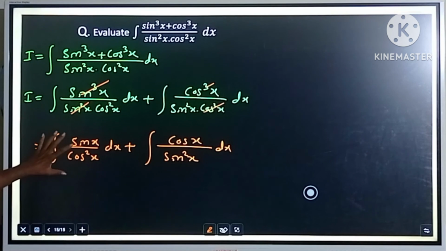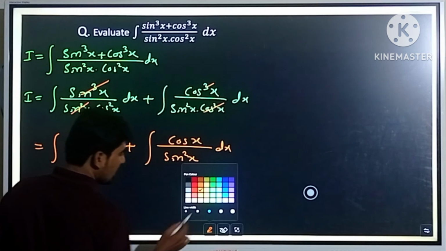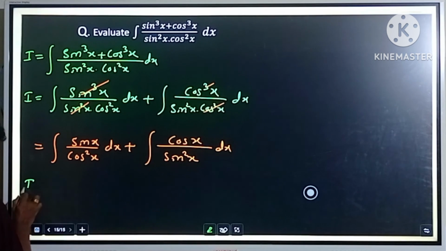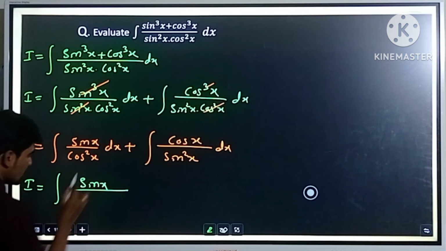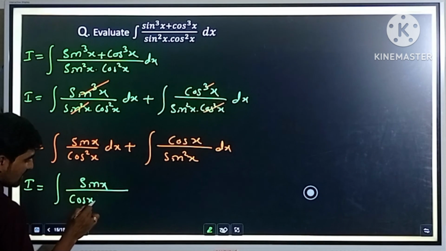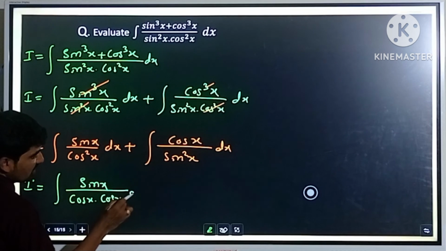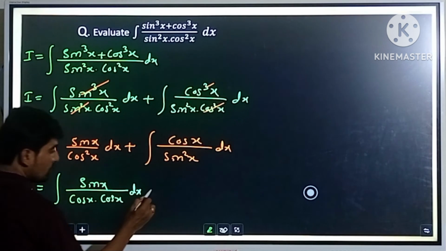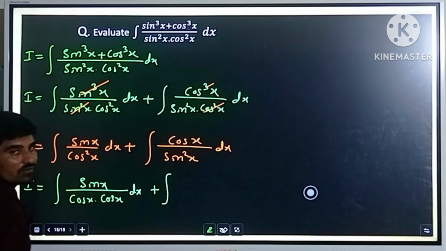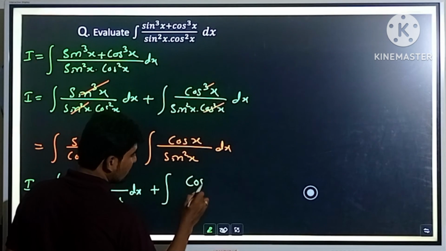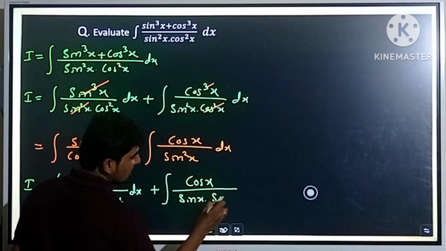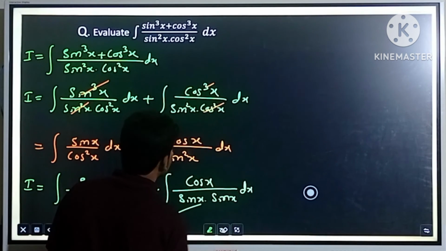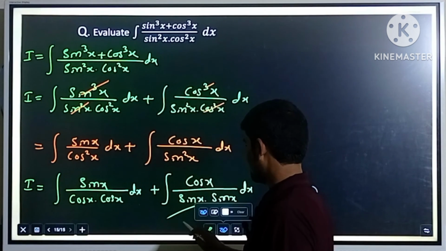Now how can we integrate these two integrals? See here, I is equal to integration of sin x divided by cos square x, which can be written as sin x divided by cos x into cos x, with respect to x, plus integration of cos x divided by sin square x, which can be written as cos x divided by sin x into sin x, with respect to x. I hope all of you understand.